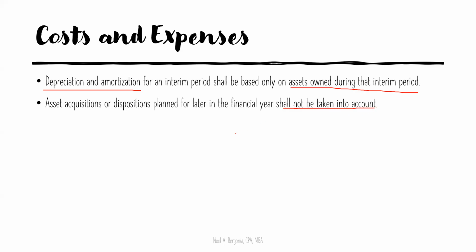So, pag nag-dispose ka in the next periods pa after the interim period na ginagawaan mo, wag mo siyang i-record ngayon, kasi as of that interim period, asset mo pa rin siya, hindi mo pa siya dinispose, or baka kung hindi mo pa nabibili, then it should not be recorded as asset. Okay, so I hope that that is clear.